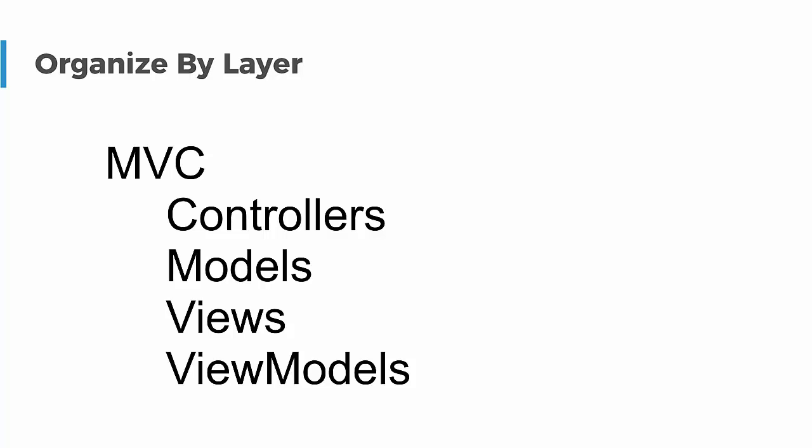So when you organize by layer, our MVC application looked something like this. We had a controllers folder, we had a models folder, we had a views folder, view models folder, etc. If you had any other services, etc., everything was in its own layer. But again, we're not actually coding that way anymore. We're coding in commands and queries.